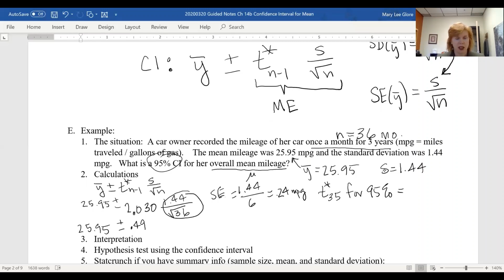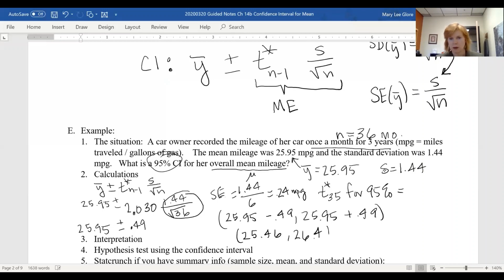All right. So now my confidence interval is going to be 25.95 minus 0.49 to 25.95 plus 0.49. And that ends up being 25.46 to 26.44.